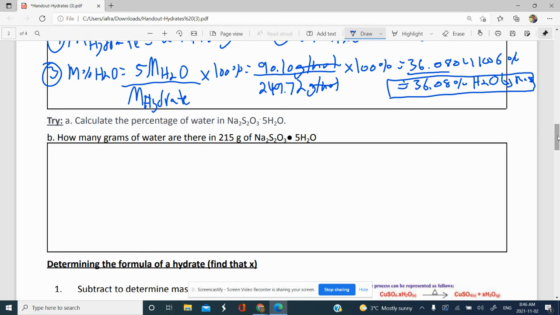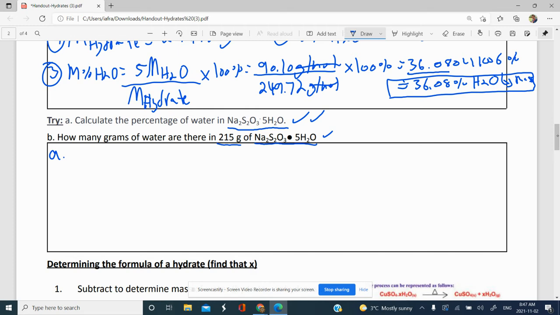Here we have a compound given to us, which is Na2S2O3.5H2O, so it's a pentahydrate. And there's 2 parts to this question. We want to find the percentage of water in this compound. And then let's say you had a sample of this compound, you had 215 grams. Based on the percentage you calculated in part A, how many grams of water would you have in 215 grams? So let's go ahead and figure that out. Firstly, we'll do part A. And you can try this yourself too, to see if you're on the right track and compare answers after.